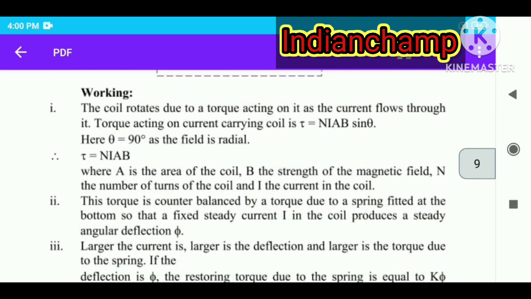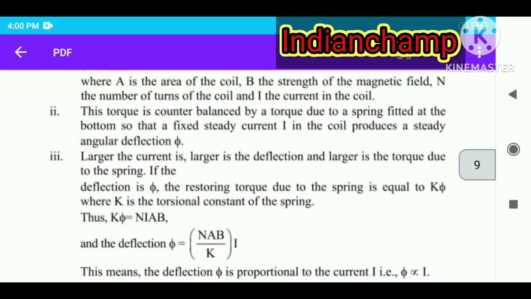Working. First, the coil rotates due to a torque acting on it when current flows through it. The torque acting on a current carrying coil is tau equals NIAB sin theta. Here theta is 90 degrees as the field is radial. Therefore, tau equals NIAB, where A is the area of the coil, B is the strength of the magnetic field, N is the number of turns of the coil, and I is the current in the coil.